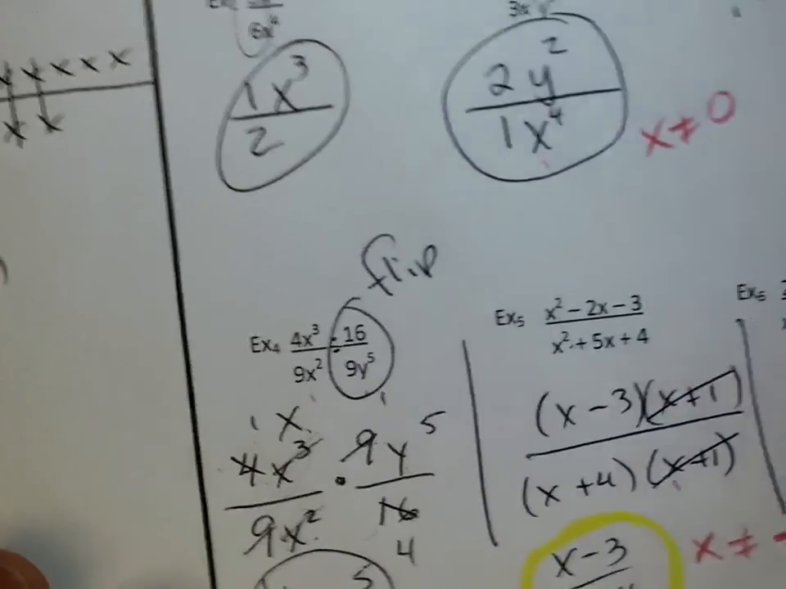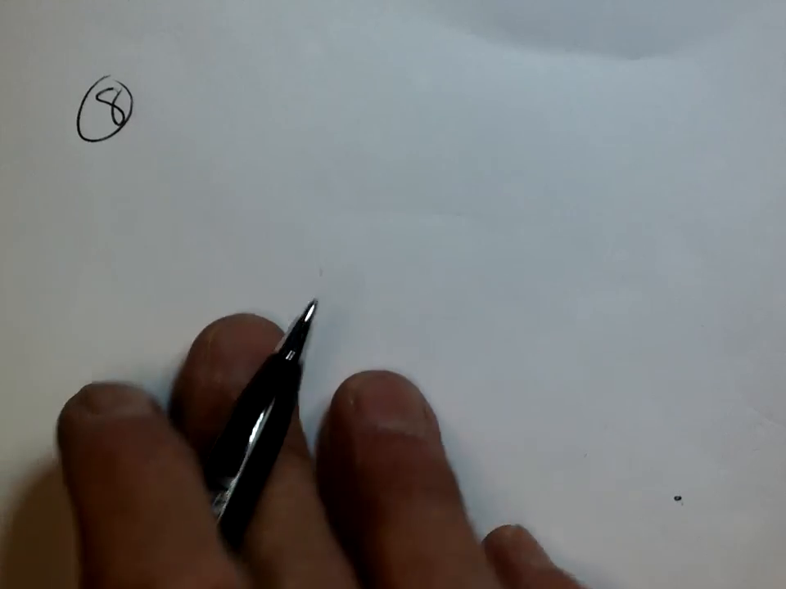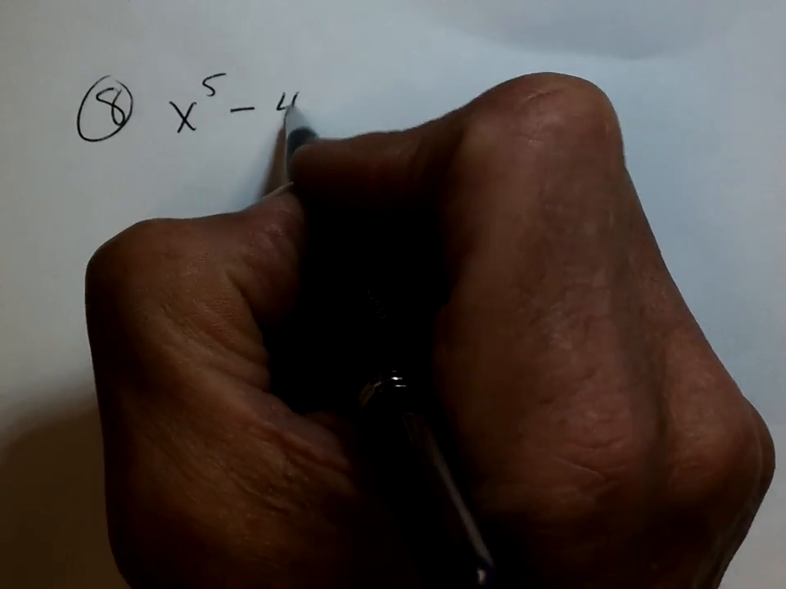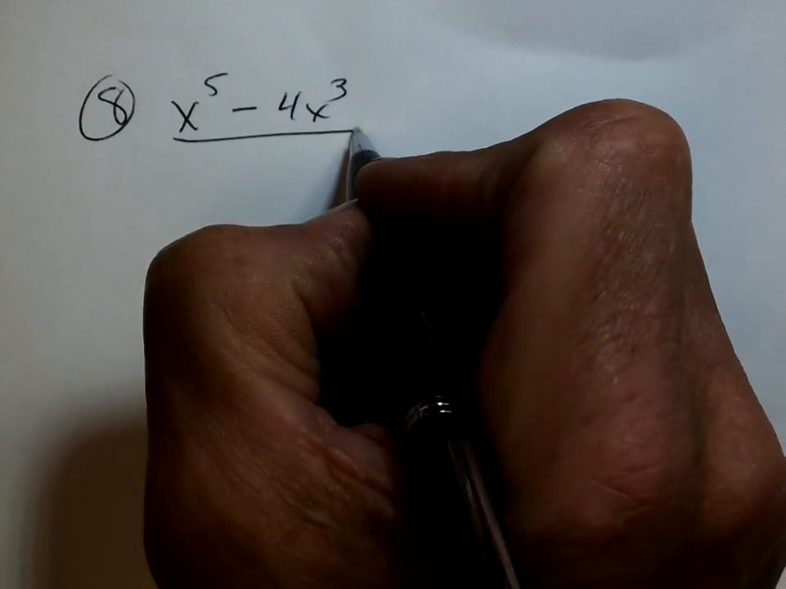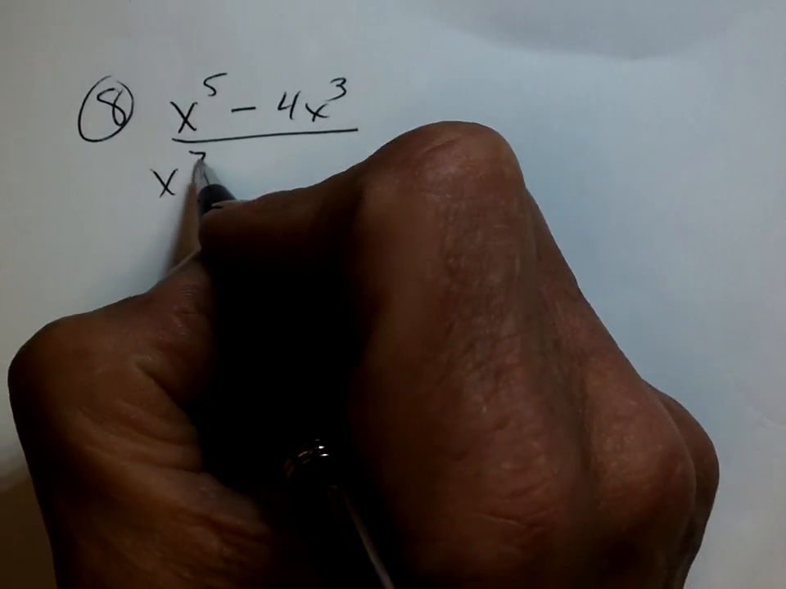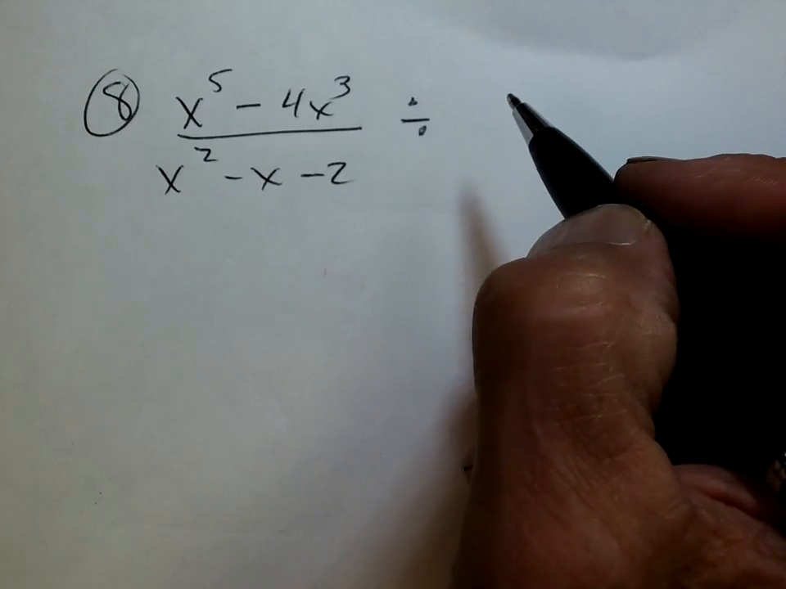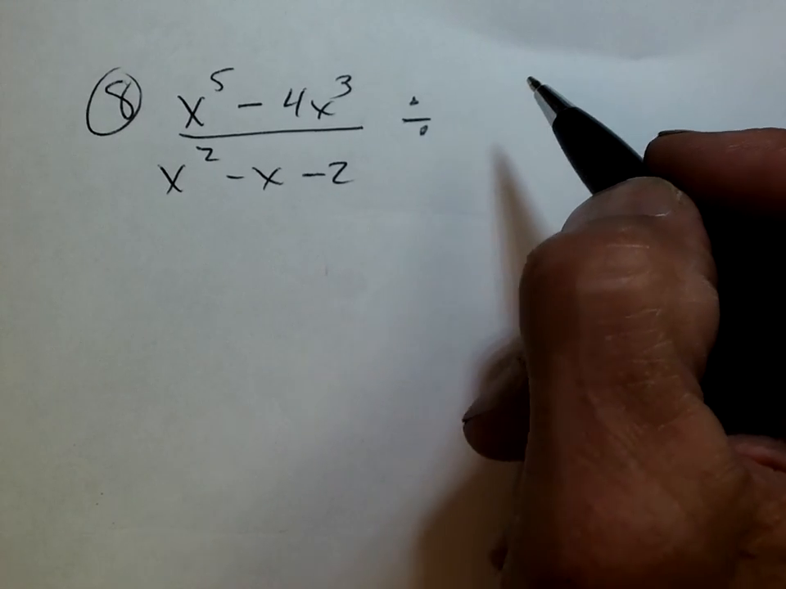Okay, so now this one takes a little bit of room. I should have made room for it, but I'm going to do number 8 here on a separate sheet of paper because it just doesn't quite fit. So number 8, can you see that? Yeah, I'm going to rewrite it as x to the 5th minus 4x cubed over x squared minus x minus 2. This is the hard one, but I don't mind doing a hard problem. Okay, this is the only hard one.